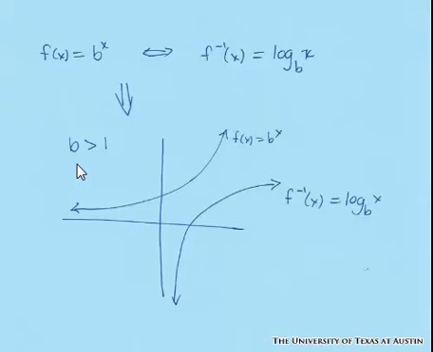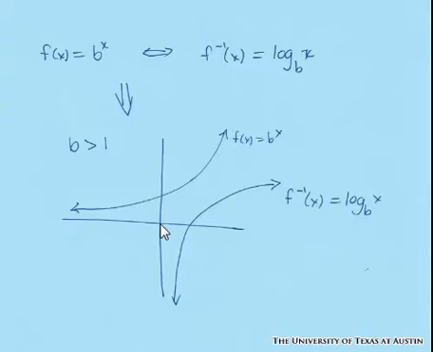Well, let's first look at the case where b is larger than 1. So for example, 2, 3, e. So f of x equals 2 to the x, f of x equals 3 to the x, or f of x equals e to the x are examples. Its graph will take on this general form. So it'll pass through the point 0, 1. As x gets large, f of x gets large, and as x gets large negative, f of x goes towards 0. It has the line y equals 0 as its horizontal asymptote.